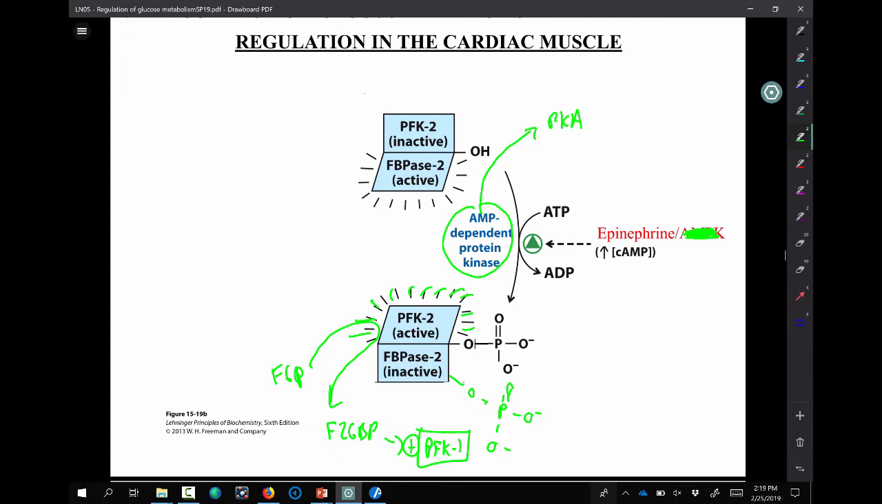This is the exact opposite of what happens in the liver. And yet the signaling is virtually identical. The biggest difference is that it's not glucagon, it's epinephrine that's causing the effect. But everything else that I said, all the names are really similar, and even the PKA that phosphorylates this, but the result is the opposite.